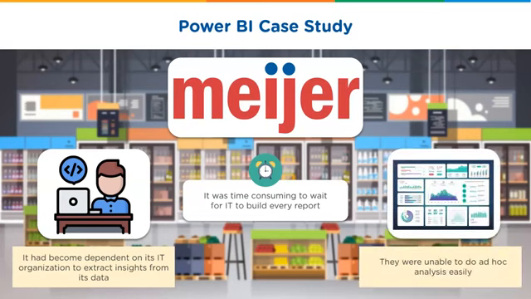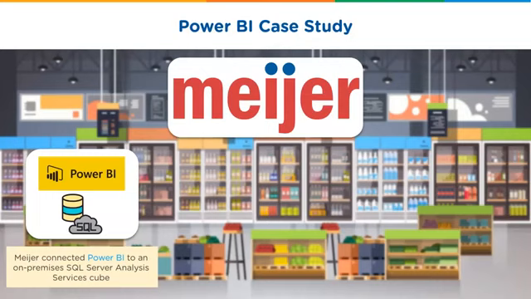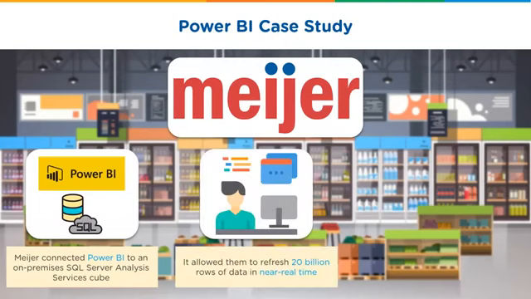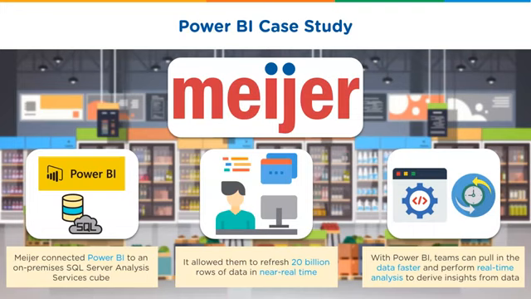Meijer was unable to perform ad hoc and real-time analysis easily. So what Meijer did was connect Power BI to an on-premises SQL Server Analysis Services cube. This allowed them to refresh 20 billion rows of data in near real time. With Power BI, teams can now pull in the data faster and perform real-time analysis to derive insights from data.